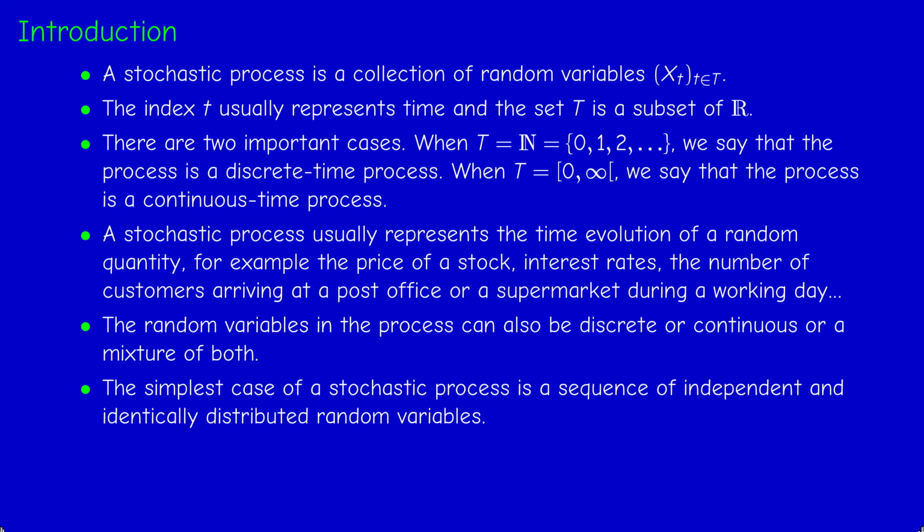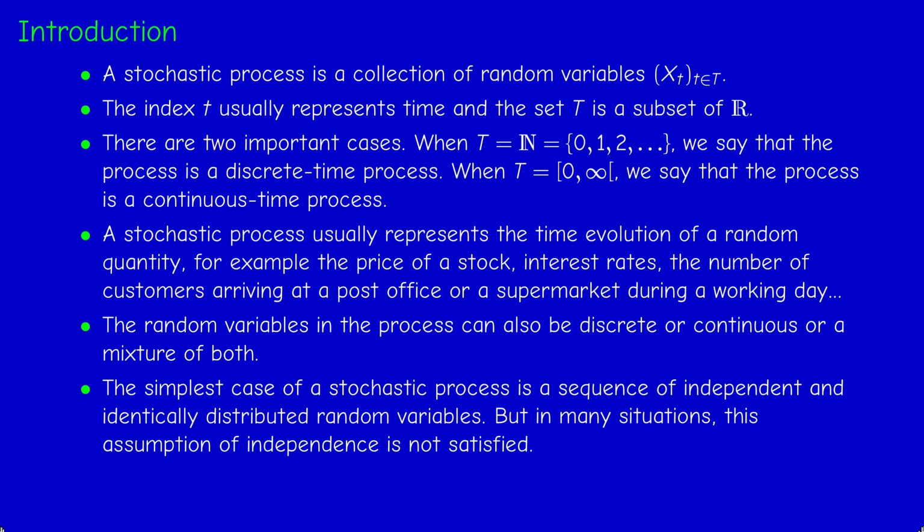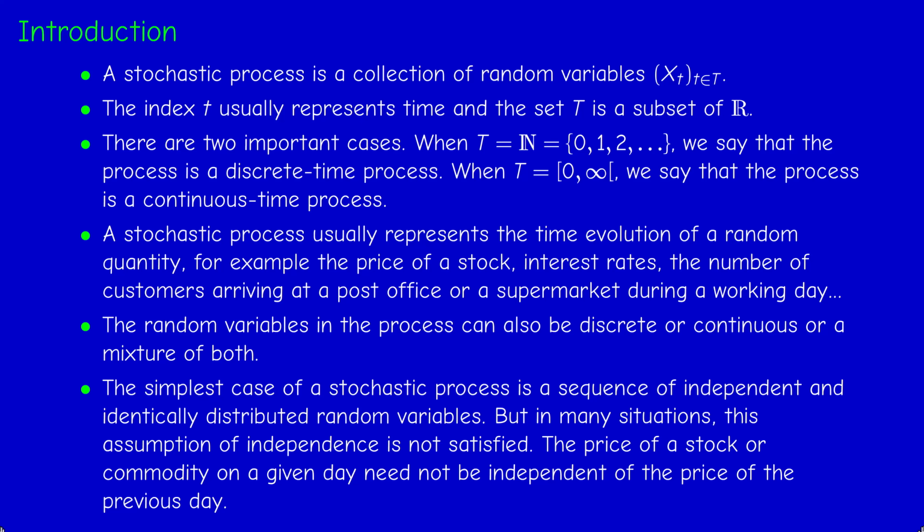We already encountered an example of a stochastic process when you considered an IID sequence of random variables. IID stands for independent and identically distributed. But this is very restrictive, because in real life, the assumption of independence is not satisfied. For example, if you are studying the price of a stock, there's no reason why the price of the stock this day is independent of the price the previous day. So in many interesting situations, we don't have independence.